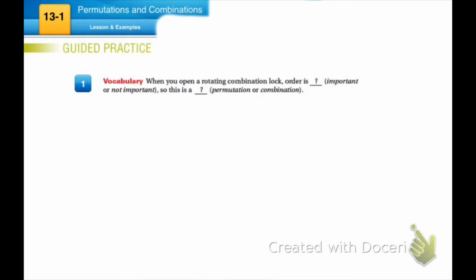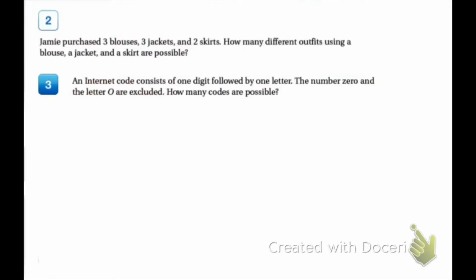Okay, so question 1 says when you're opening a rotating combination lock, is the order important or not important? So is this a permutation or combination lock? And I went over this in the lecture. When you're looking at a combination lock, the order is important. So this is actually a permutation. Question number 2.